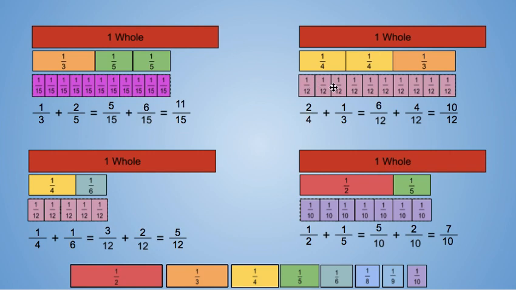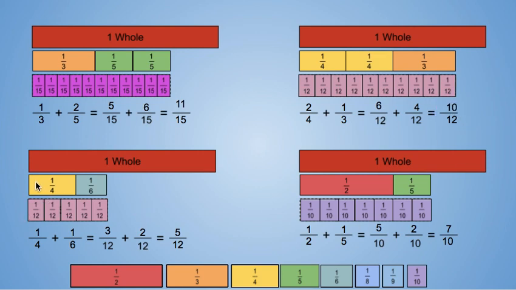Over here I've got 1, 2, 3 twelfths. 1, 2, 3, 4, 5, 6 twelfths divide into 2/4 evenly. Plus 1/3, that's 1, 2, 3, 4 twelfths that divide into 1/3 evenly. And 6 plus 4 equals 10.